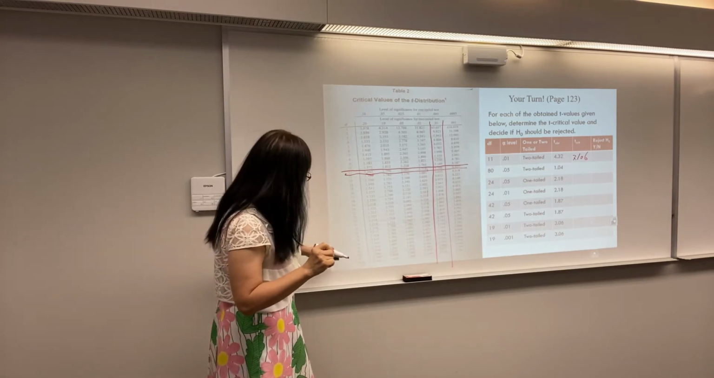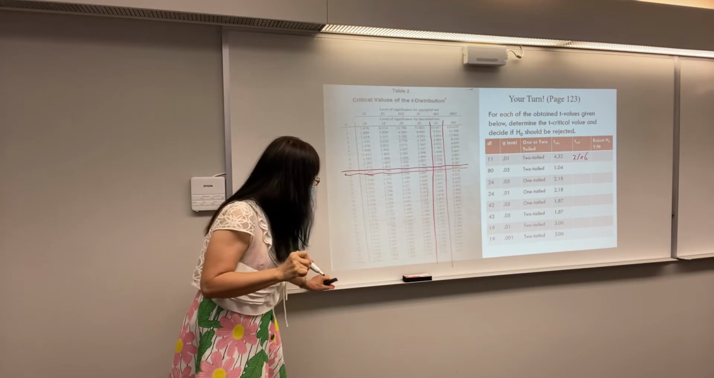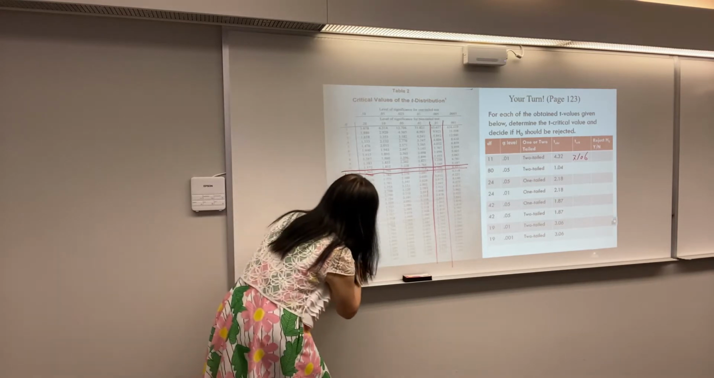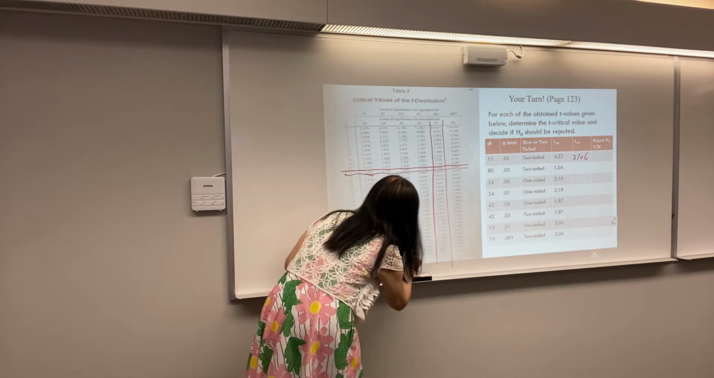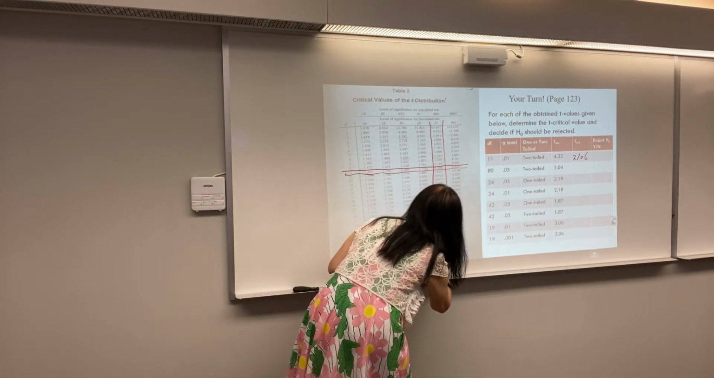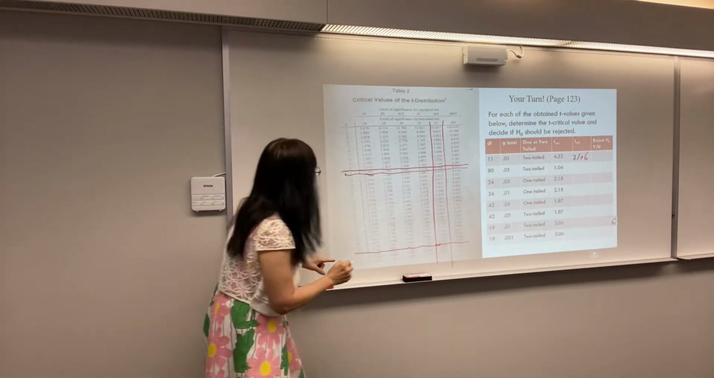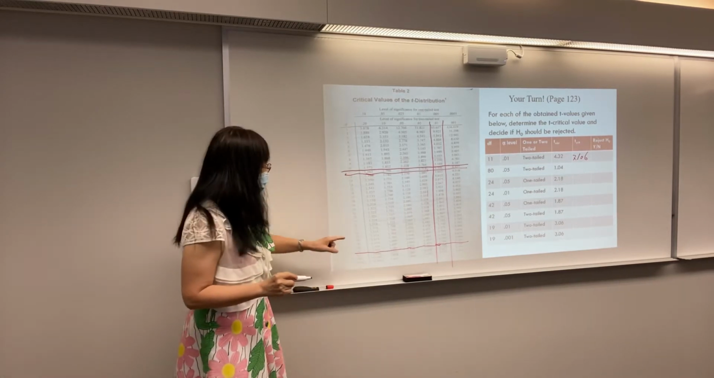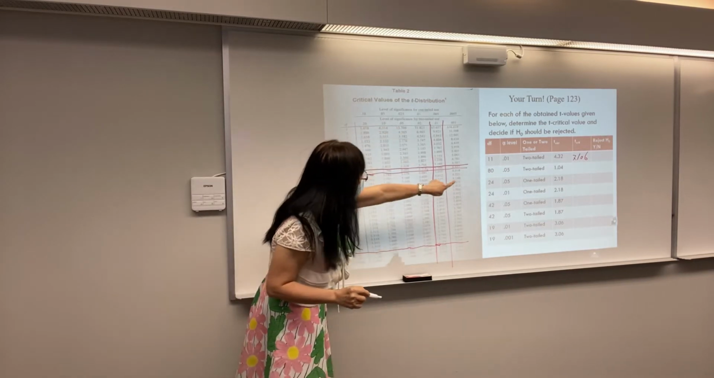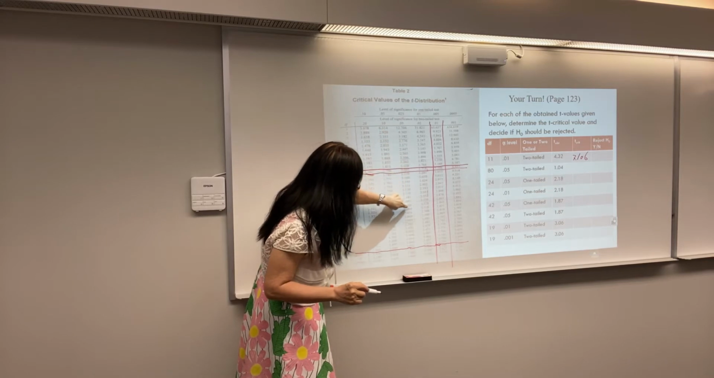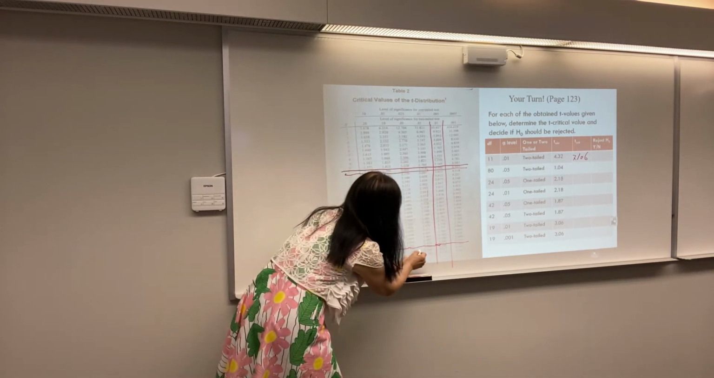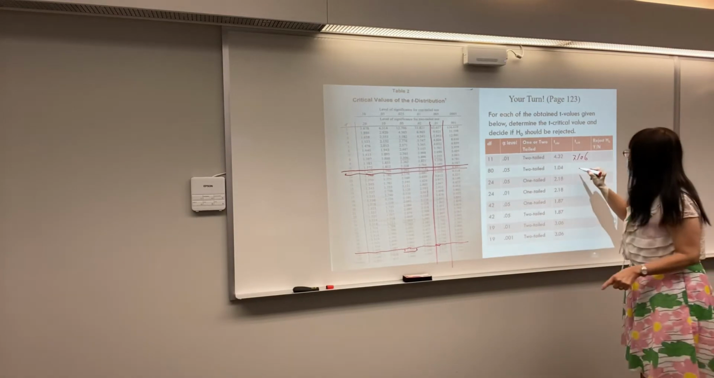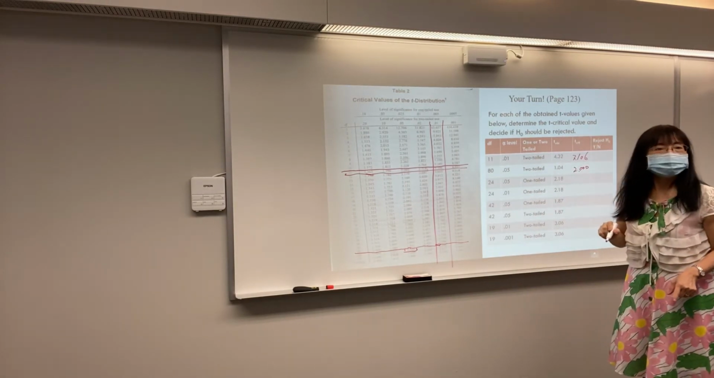Okay, how about 80? We don't have 80, so you go by 60. It's a two-tail, and it's 0.05. So 0.05 and two-tail, you go down and down to 60. So we should have the answer, 2.000, right? Got it?